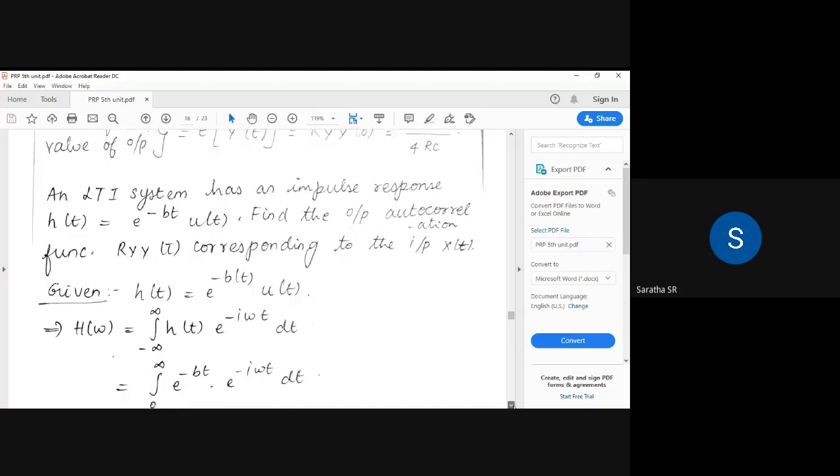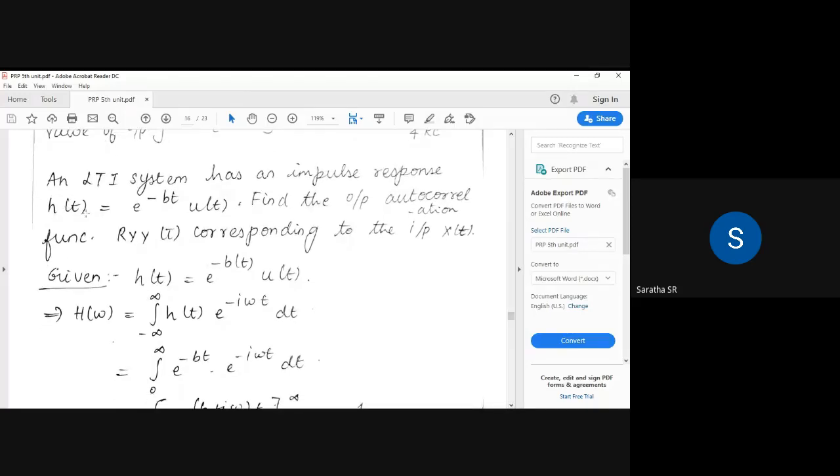So here we'll move on to h of t. h of t is given, so we have to find h of omega from this h of t with the help of the Fourier transform. We know the definition of the Fourier transform. In that we are replacing minus infinity to infinity h of t e power minus i omega t dt. This is your Fourier transform definition. Instead of the function, here we are replacing our function h of t.